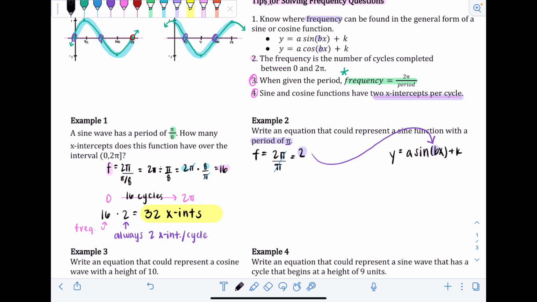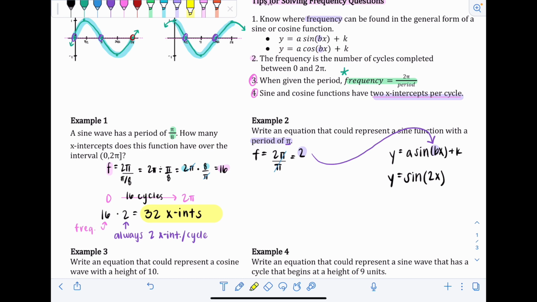And then the rest of the equation can be as complicated or simple as you want it. The only thing that has to be true to properly answer this question is that b is 2. So it'll be y equals, I'm just going to leave a off and leave it as 1. So y equals sine. B is 2, so 2x. And then k, I'm just going to leave as 0, so I'm not going to write that in.